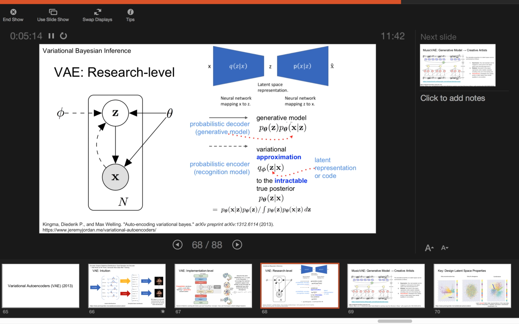But anyway, let's talk about it a little bit more. So this is a probabilistic graphical model. You have your data x, you have a latent variable z. You want to infer what is the latent variable for every data point.